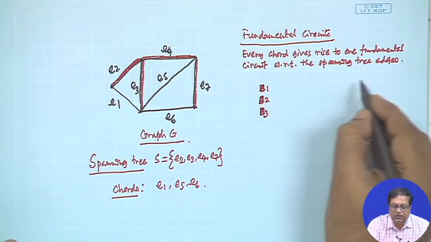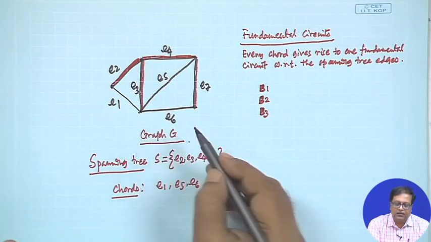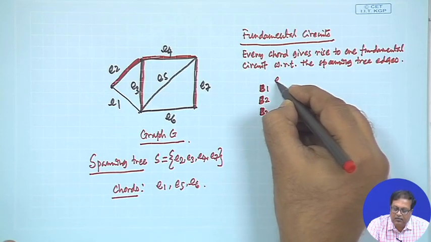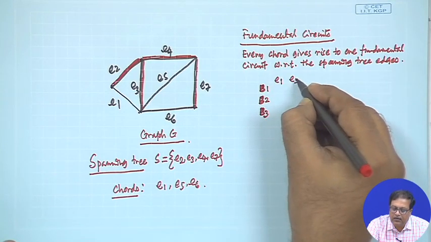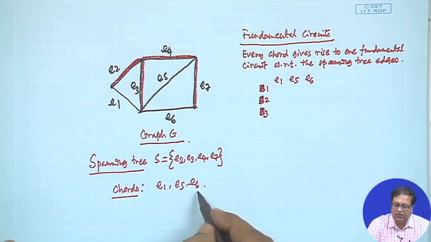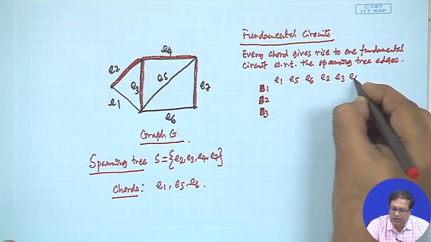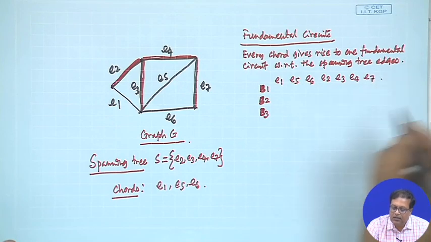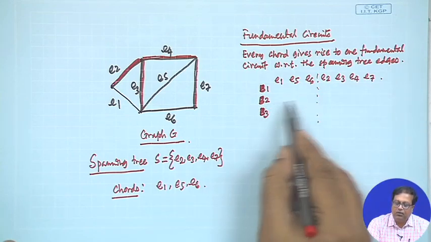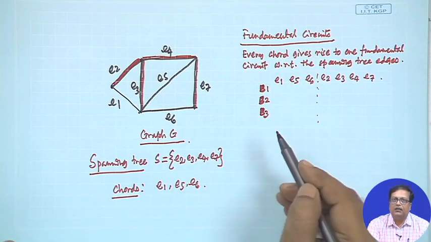Here we will not just write E1, E2, E3, E4, E5, E6, E7, right. We will use an ingenious way of writing this. What we shall do? We shall write E1, E5 and E6 first. Why E1, E5, E6? Because they are the chords, and then we write E2, E3, E4, E7. Now, look here, you can think of a partition here as well.